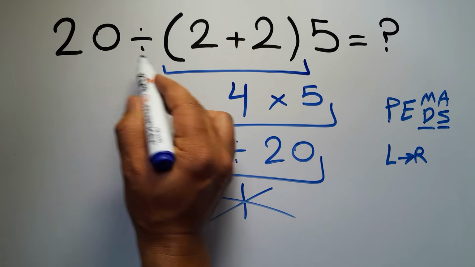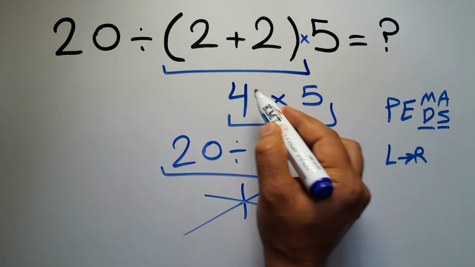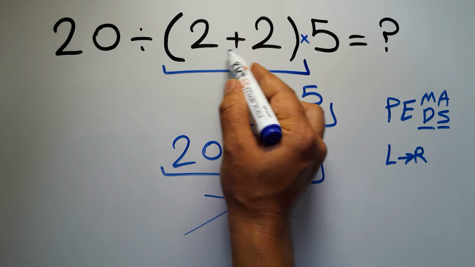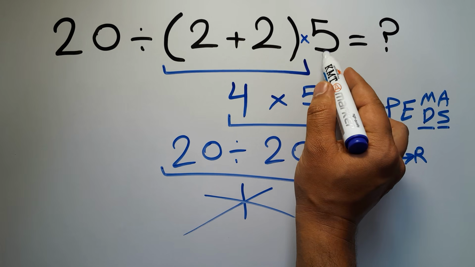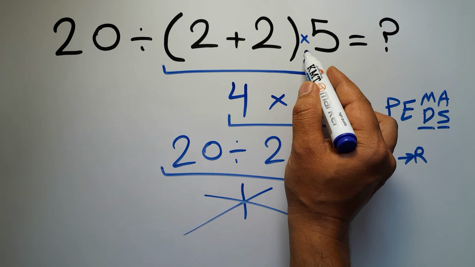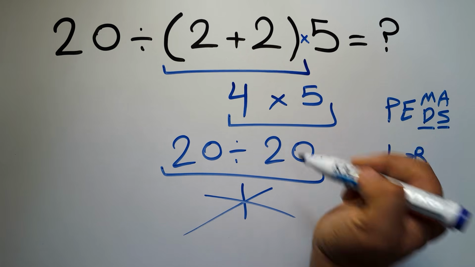In this expression, we have one division, one parenthesis, and one multiplication. Inside this parenthesis, we have one addition. Here we have a multiplication because in mathematics, when a number is placed next to parentheses, it means multiplication, and we usually don't write the multiplication sign for brevity.